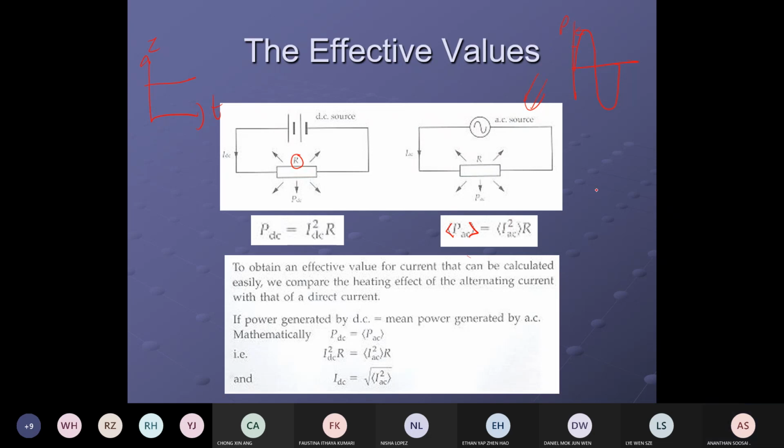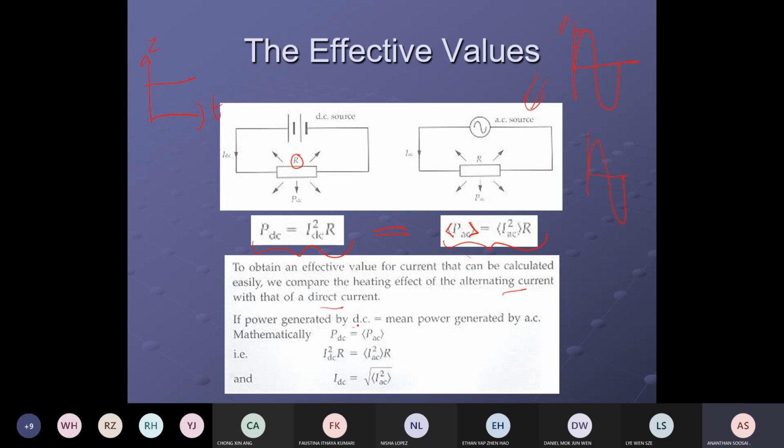Because if V is sinusoidal, I is also sinusoidal. So here we put the average current in brackets, so the average of I squared. What we are trying to do is find the value that is equivalent to the direct current. So to get the same brightness, let's say the resistance is a light bulb, these two powers have to be the same. The average power produced by the AC must be the same as the power generated by the DC. To obtain the effective value for current that can be calculated easily, we compare the heating effect of the alternating current and the direct current.